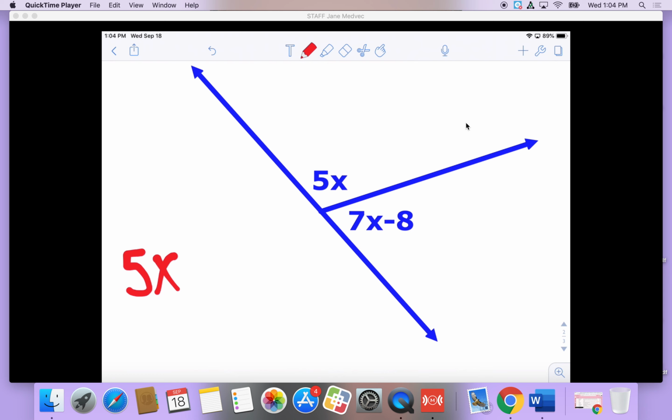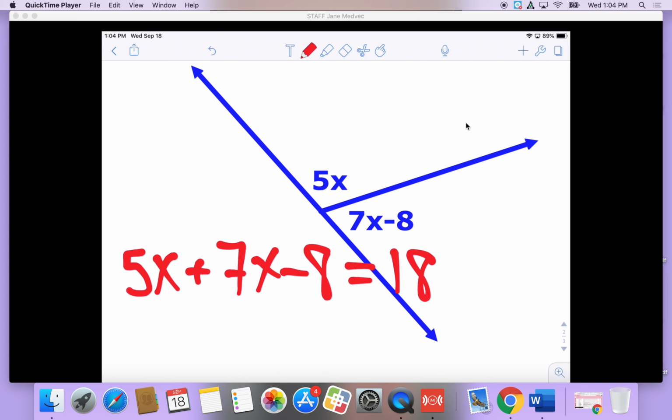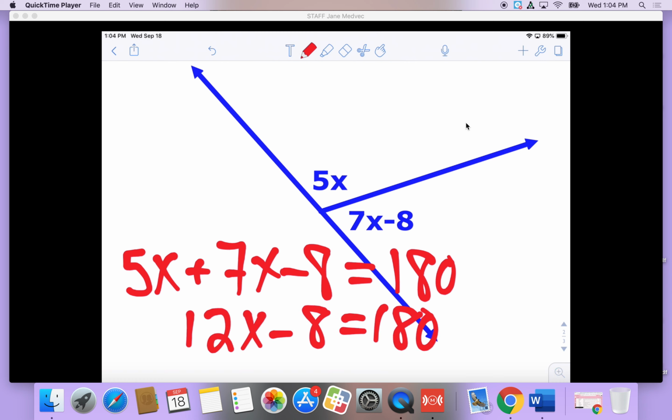Very good. 5x plus 7x minus 8, and I'm going to set it equal again to 180 degrees. Why? Because they're supplementary. Why? Because they're 180 degrees. Why? Because it's a linear pair. You can say all three. Most of the time on proofs, you'd say supplementary, and you would say linear pair. Okay? All right, so I'm going to combine like terms. I end up with 12x minus 8 equals 180.